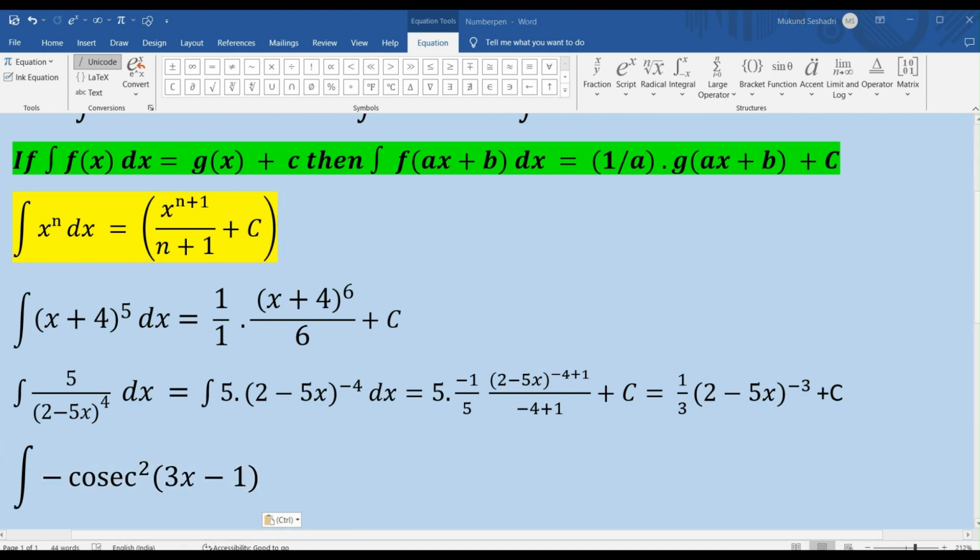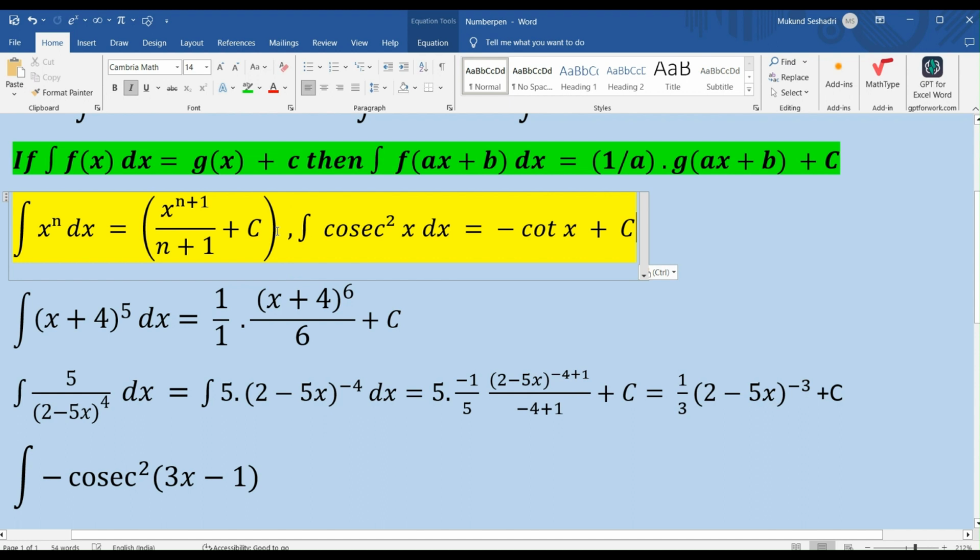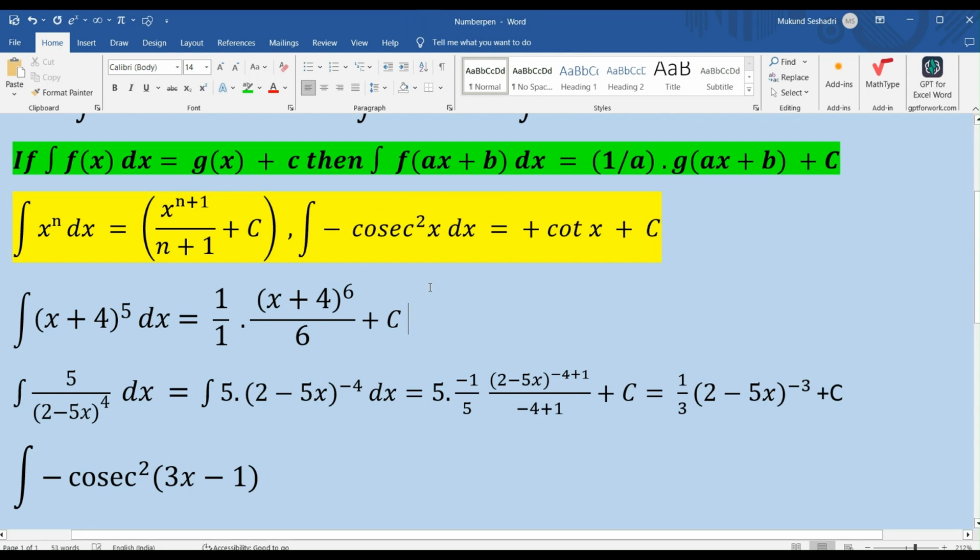So what is that integral formula that I need to use? This is what I have, integral of cosecant square x dx equal to minus cot x plus c. Which means I multiply by a negative on either side. So integral of minus cosecant square x dx equal to plus cot x plus c.